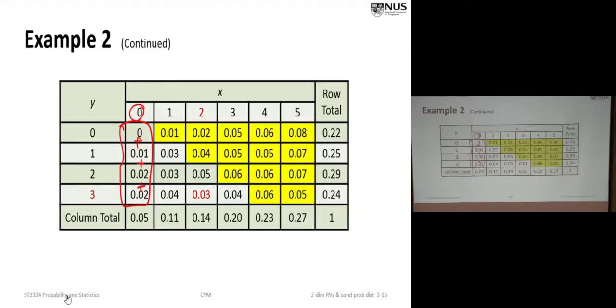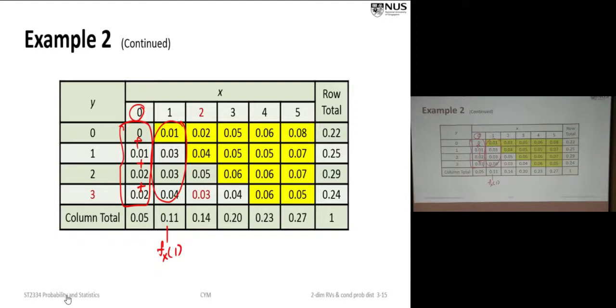And for f at 1, I have to add up all these probabilities because all of them are related to x equal to 1. All right, so you cannot just take some of them. You have to take all of them. So add up all of these. This is f of x evaluated at 1.